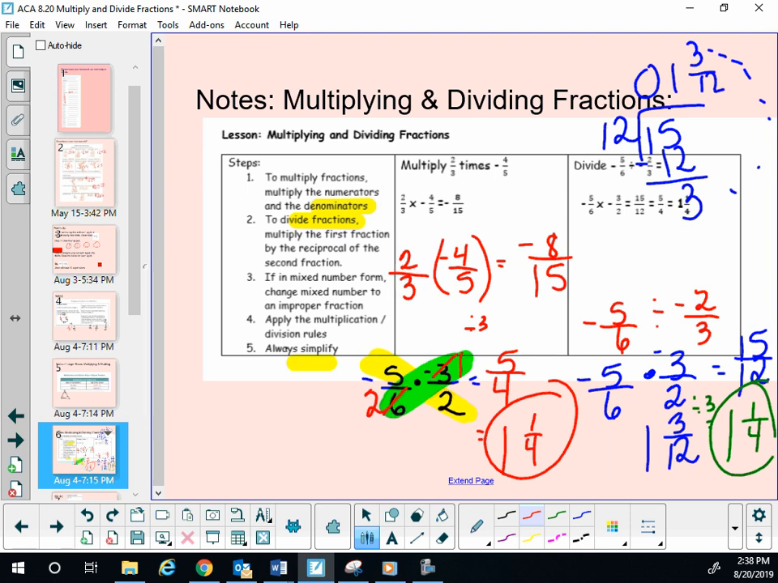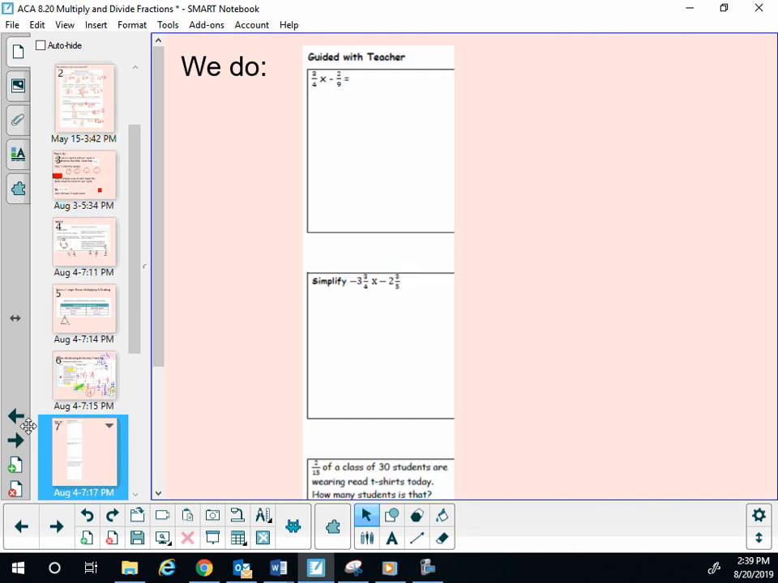This step 3 is really important, and we'll see it here in just a bit. If we have a mixed number, that means a whole number with a fraction, we're going to have to make it improper. Because you know how we multiply the top times the top and the bottom times the bottom? Well, if you have a real big number, you have to make it improper. We're going to apply our multiplication and division rules. And as always, when you're working with fractions, we always simplify.